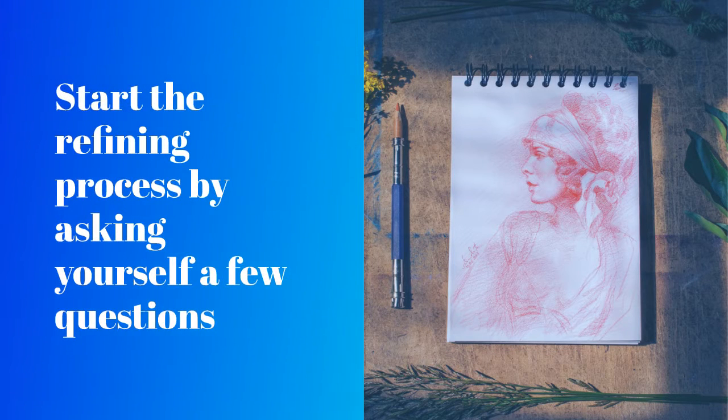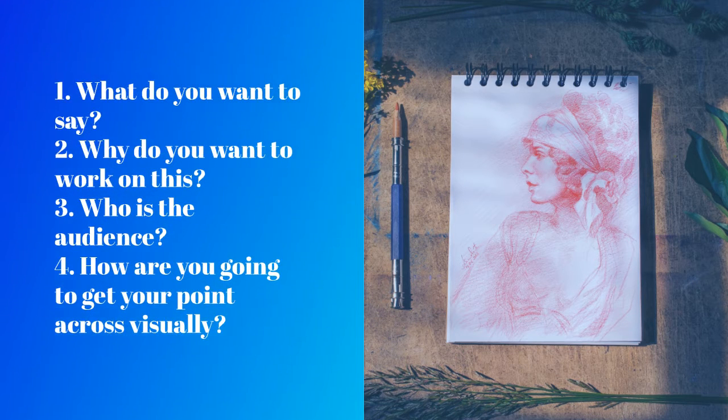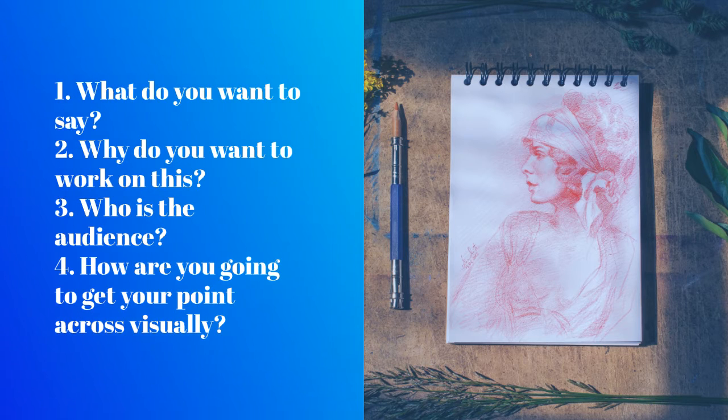Once you've narrowed down exactly which idea you want to work with, you need to start the refining process by asking yourself a few very key questions in order to refine it much more. The first one we're going to talk about is, what do you want to say? That is one of the bigger questions out of these four to really think about. You really want to get this down because it's what your work is about. This is your voice coming through this subject matter. You need to refine this one question down and make it as clear and succinct as possible.